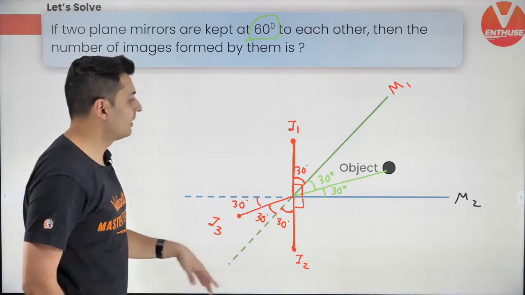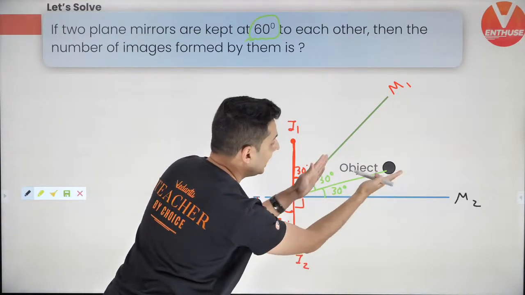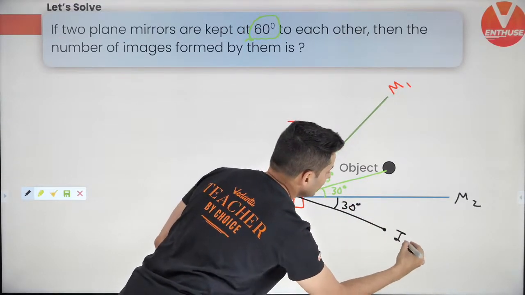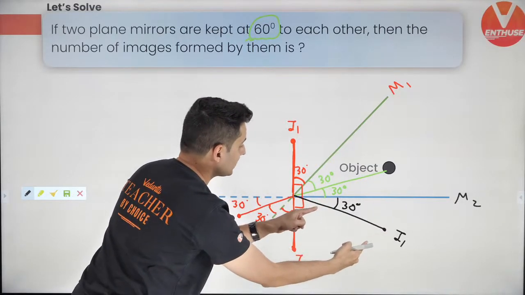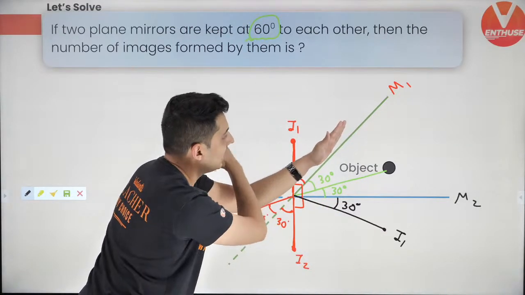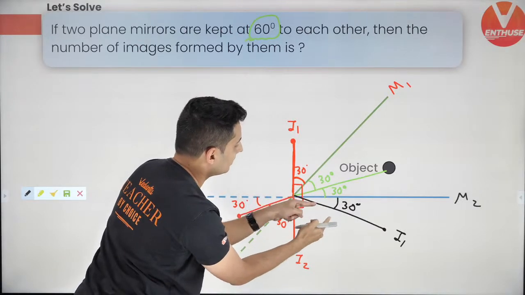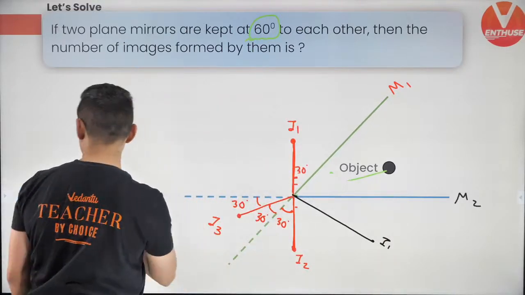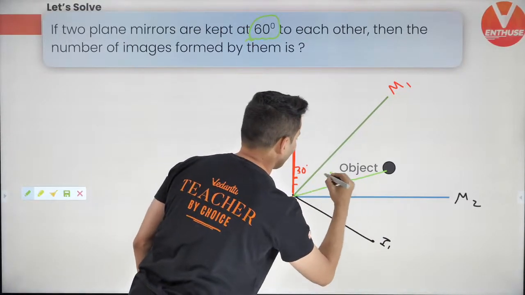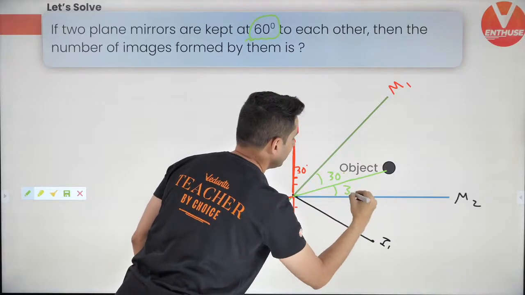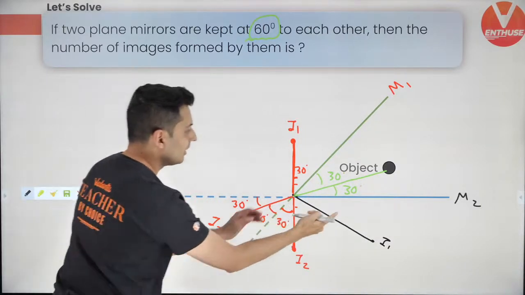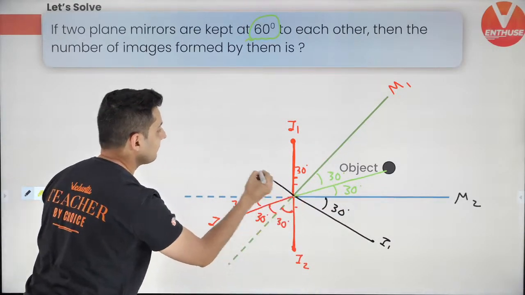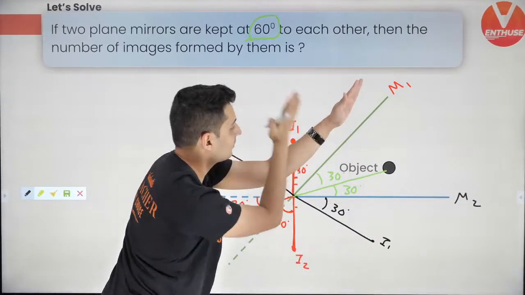Next, stop over here. Now, take mirror 2. Behind mirror 2, what will happen? This object's reflection will be formed at 30 degrees. This is image 1. This image will be reflected behind mirror 1. This is 30, 30, 30. Actually speaking, this was I1. This was 30, this was 30, and the reflection happened at 30. 30, 30, 30, 90.